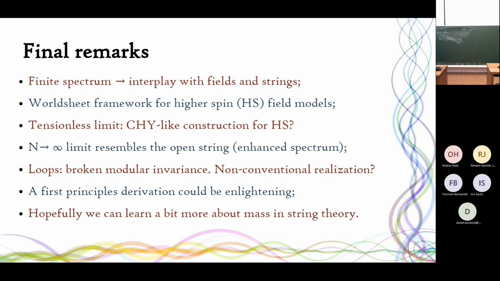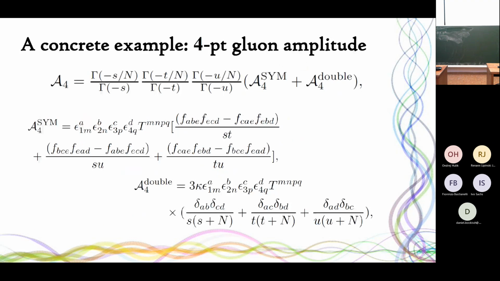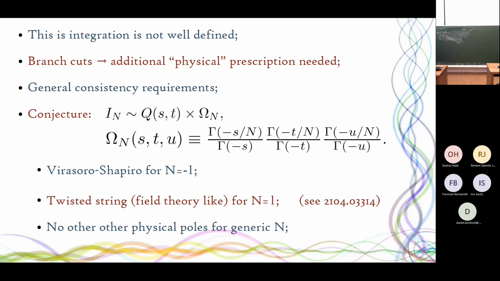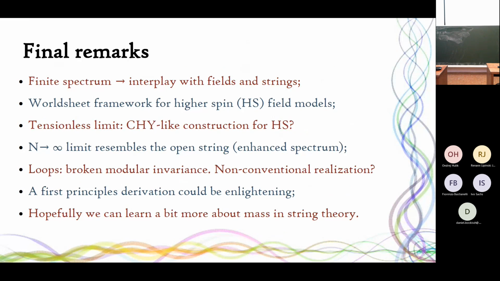And one of the other limits that you can look at is modulus n goes to infinity. Yeah? So when n goes to infinity, basically you kill this anti-holomorphic part. So you're left with this holomorphic part that looks a lot like an open string. So naively, if you take the n to infinity limit, you get an enhanced spectrum because you're going back to the open string. Right? So these are two limits to look for. If you want to compute loops, I mentioned this very briefly, that you probably break modular invariance in the usual sense. When you do this twist from minus 1 to plus 1 over n, you break modular invariance in string theory, at least conventional modular invariance. There could be some non-conventional realization, but this is just speculation.